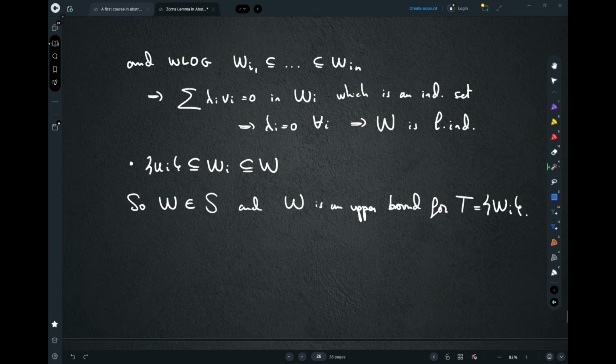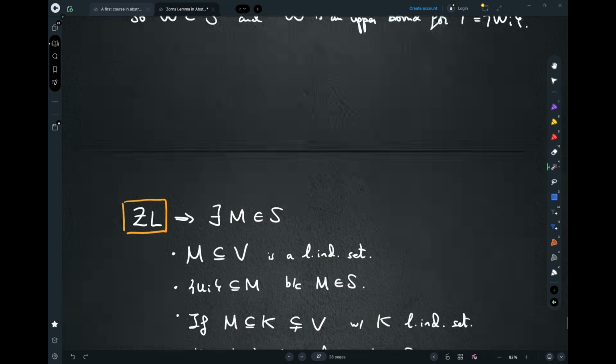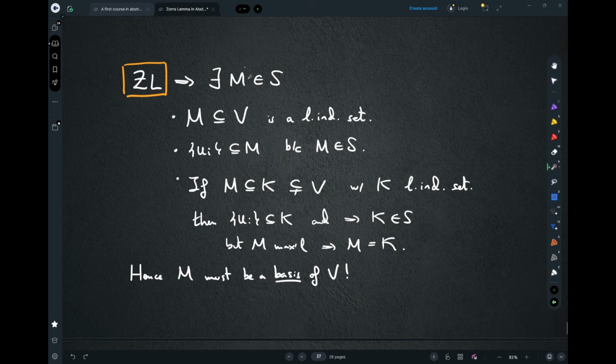Therefore, W is a linearly independent subset of V, and the set of these UIs was in each one of the WIs, and therefore it's in the union of all the WIs in W. So W also contains that. And therefore W is in S, and because it is above every one of the elements of the totally ordered set T, it is an upper bound for T. And we're in business and we can use Zorn's lemma. Zorn's lemma tells me that there is a maximal element in S, and M then will be a linearly independent set in V. Because it is in S, it contains the UIs.